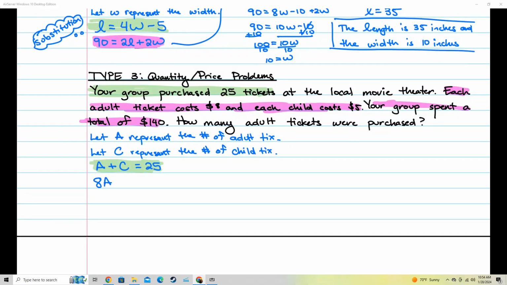And I'm going to do the same thing for the child tickets, except for the child tickets, for one ticket, it's $5. For two tickets, it's 10. For three, it's 15. We're counting by fives on the child tickets. So the money spent on the adult tickets plus the money spent on the child tickets, together, that should be a total of $140.